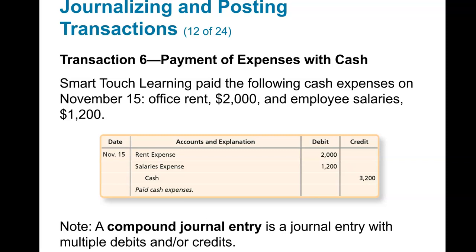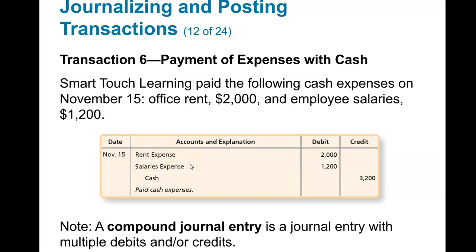Transaction 6. This is a good entry to look at because it's more than 2 lines. You can have as many lines in an entry as you want as long as all the debits equal the sum of all the credits. Okay, so now we paid expenses. We paid rent expense, we paid salary expense.